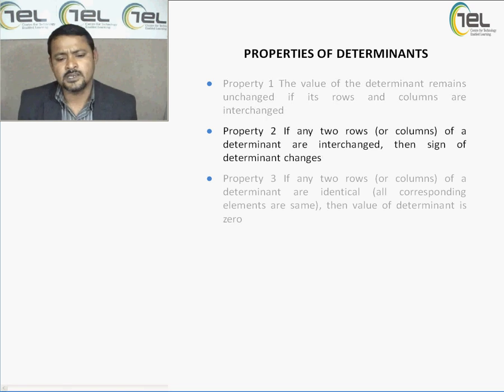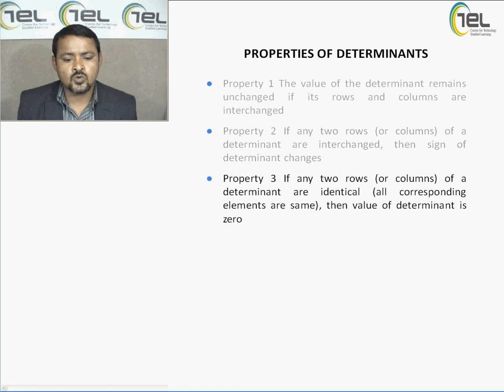The next property: if two rows or columns of a determinant are interchanged, if you make the column the row and the row a column, so you just swap the rows with the columns, then the sign of the determinant will change. The value of the determinant becomes negative if it is positive, and positive if it is negative.